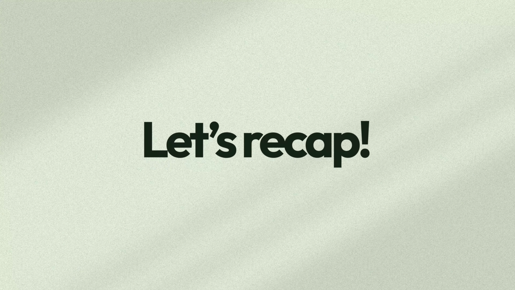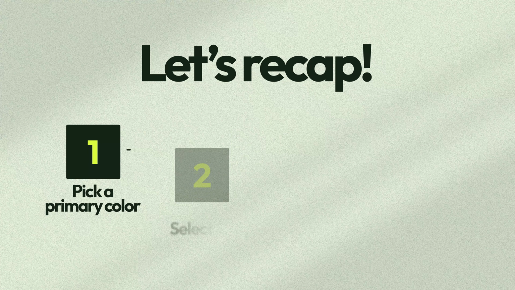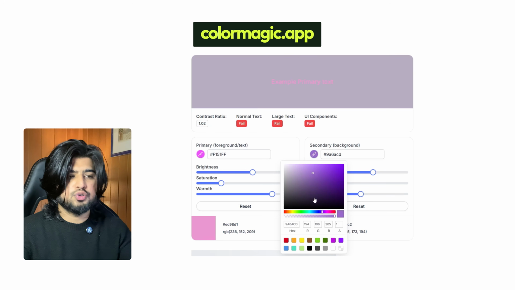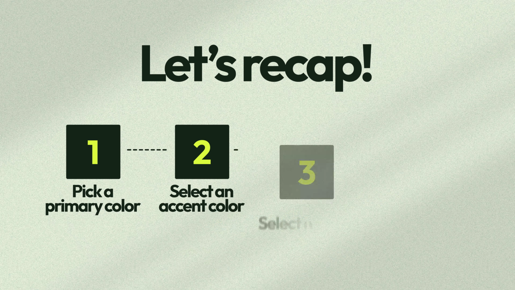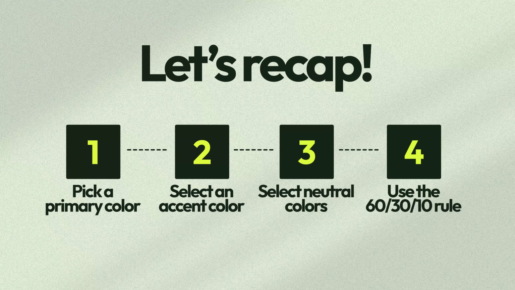So let's recap quickly so you don't feel overwhelmed. Select a primary color according to the brand messaging. Select an accent color, which can be a contrasting color or a lighter version of that color. You can use tools for inspiration. Make neutrals as black and white, or add a little bit of color in there, and apply those colors according to the 60, 30, 10 rule.